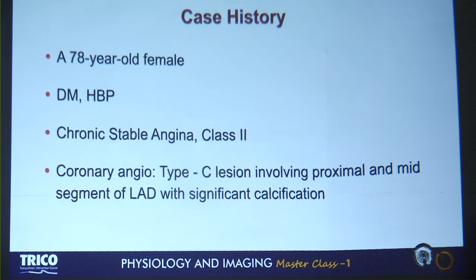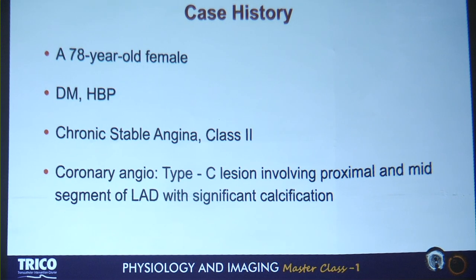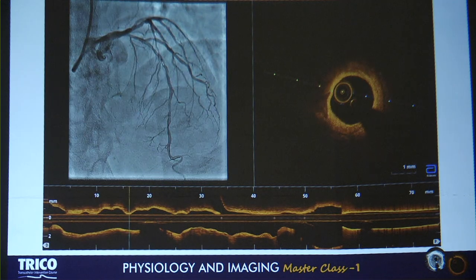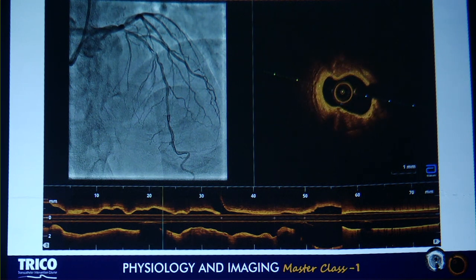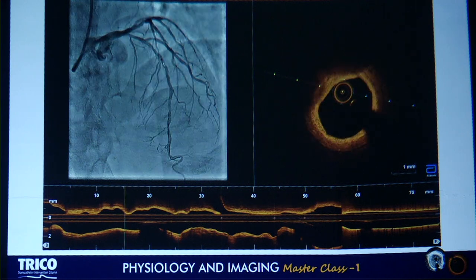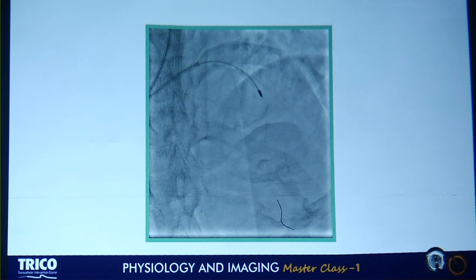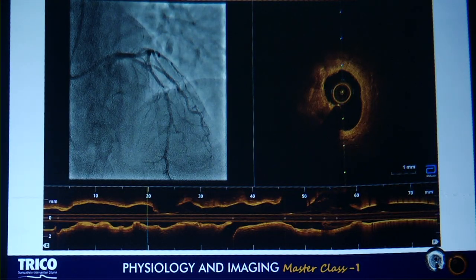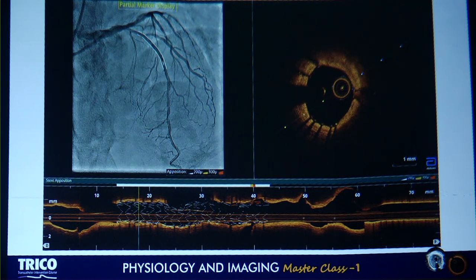Straight away, coming to a case I am going to show, and this is what I love to do, always working on the case history and discussion. A 78-year-old female, diabetic, hypertensive, with chronic stable angina, type C lesion involving proximal and mid segment in LAD with significant calcification, angio co-registration, and extremely bad mixed plaque with major areas of healed plaque, with predominantly calcium. Rotablator was done. After proper evaluation, proper dilatation was done, and ultimately the proper stent expansion and with angio co-registration, everything was confirmed.